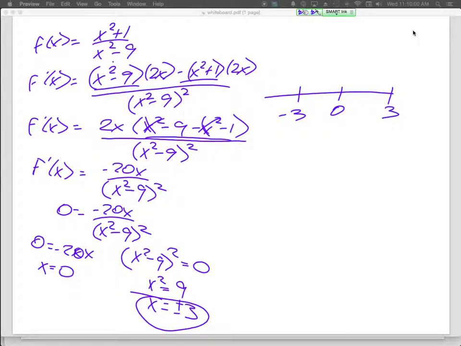Because your signs can still change at asymptotes. In this case, they don't change, but sometimes they'll change at the asymptotes, so they still need to show up on your sign line. But you've just got to make sure that you know those are asymptotes and they cannot be relative extremes.